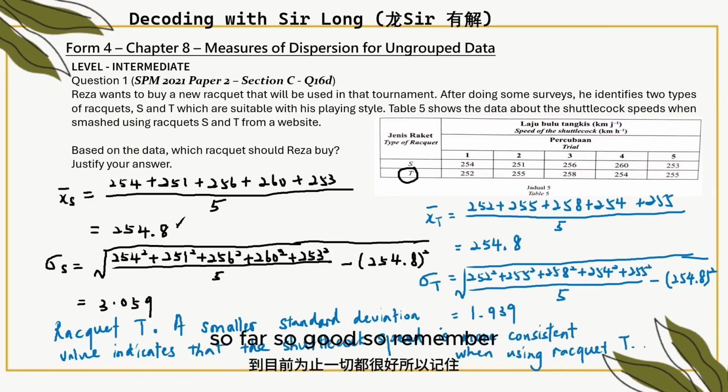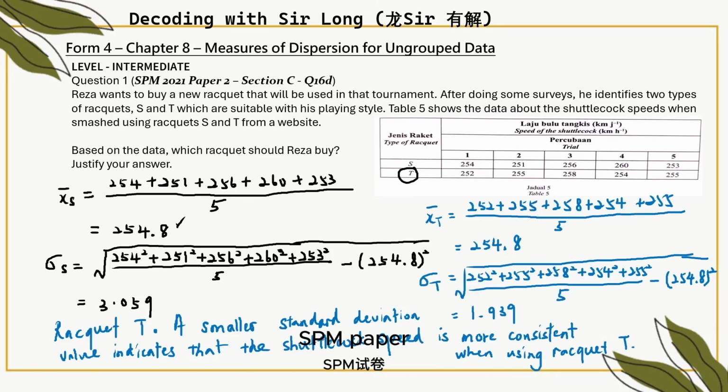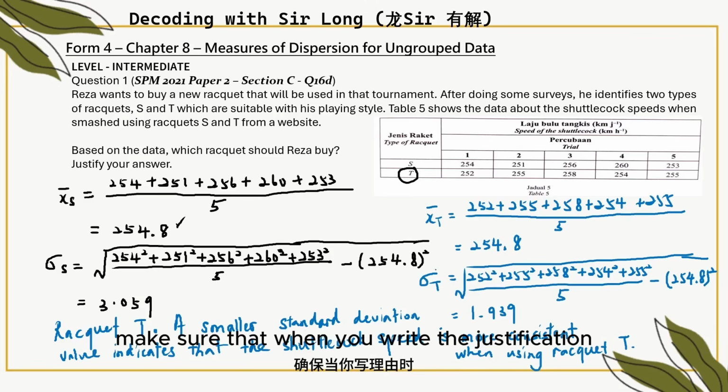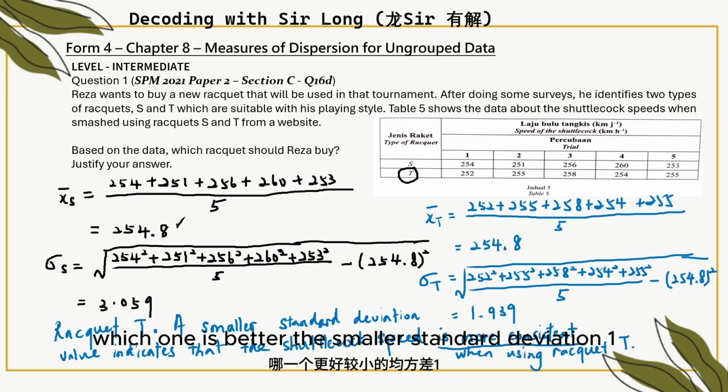Alright, all of you, so far so good. So remember, if you are going to make a similar question on this year's SPM paper, make sure that when you write the justification, please be careful with using the keyword. More consistent, more stable, even steadier, and etc. Because which one is better? The smaller standard deviation one. That's it.